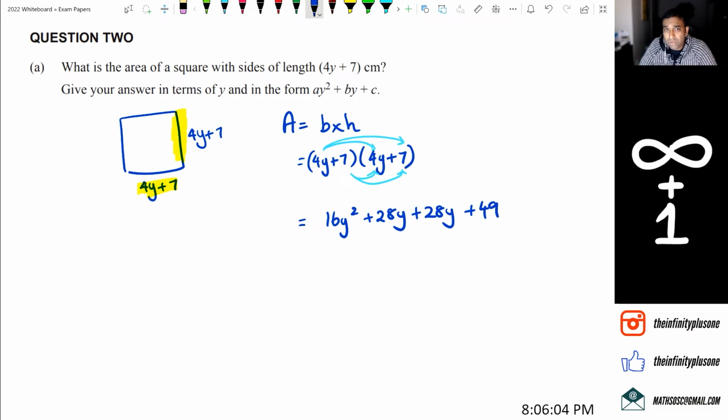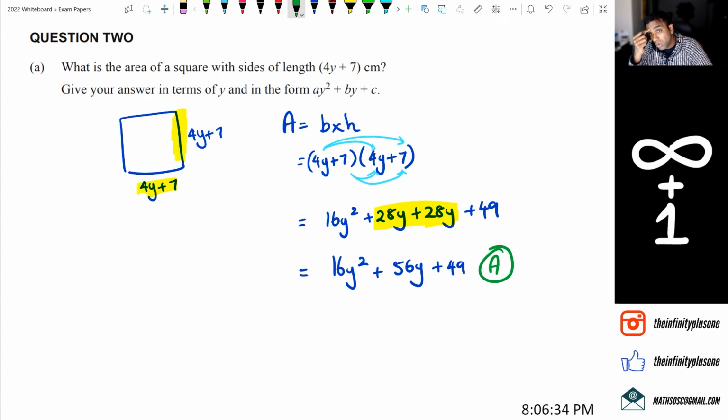Now, if you leave your answer like this, you're not going to get an achieved. You need to simplify it because you need to collect your like terms, which is 28y and 28y. Putting them together, you're going to get 16y squared plus 56y plus 49. If you want to, you can write down what a, b, c are, but really it's just asking you for the form. And because it's asking you for the form, you can actually leave your question like this, which will get you an achieved.